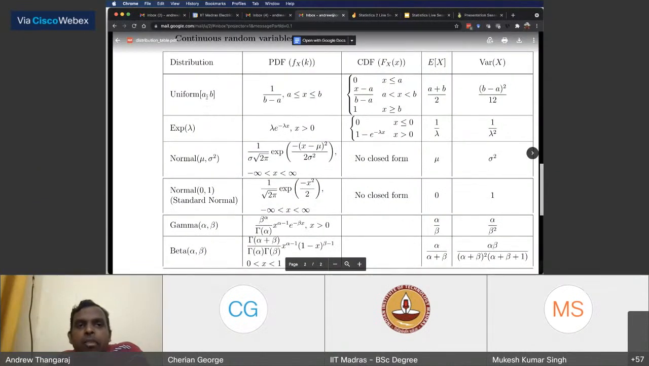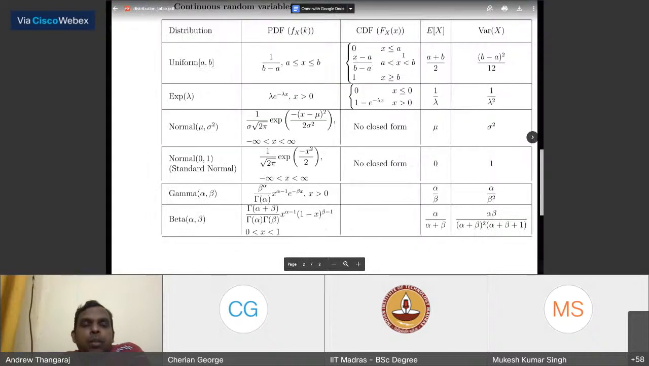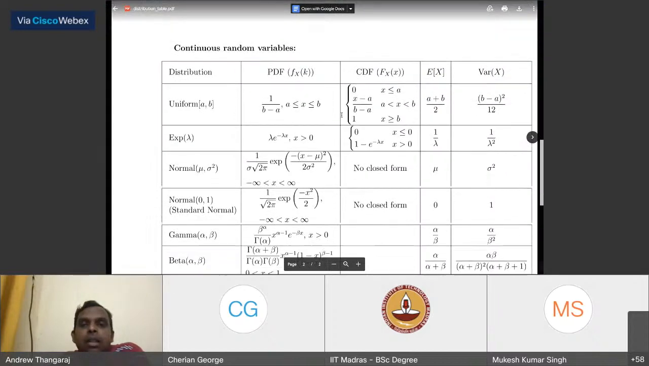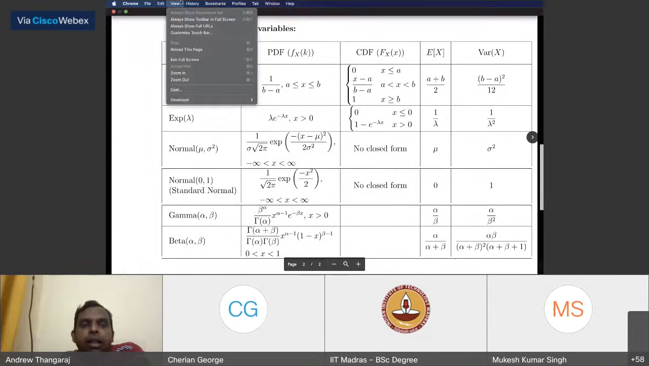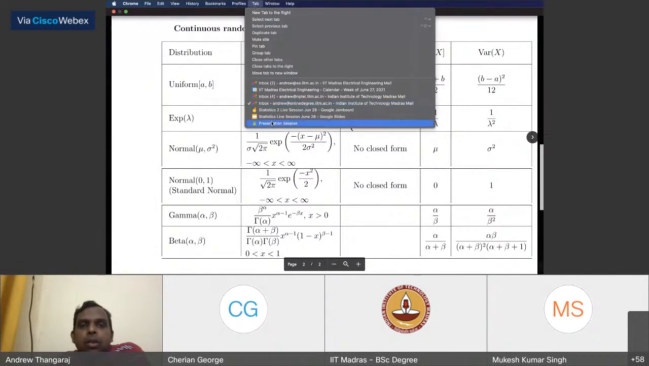So if you have uniform between A, B, the PDF is this, the CDF is this, the expected value is just (A plus B) by 2. Okay. So I was trying to show you that it's just (A plus B) by 2. So that's an easy enough thing for you to see. So let's go back to the screen.